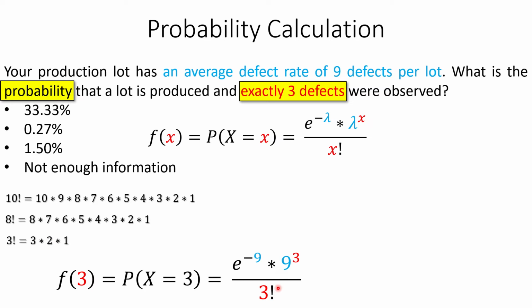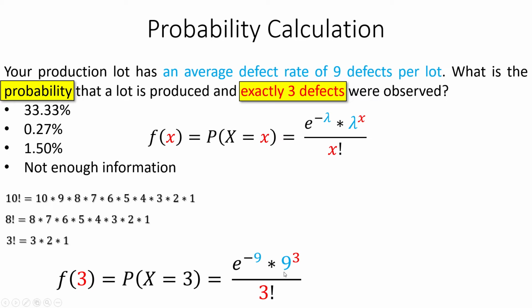Anytime you see this exclamation mark, that means it's a factorial, and this is how you work the math. So we can take this 3 factorial and translate it into a value of 6. The other thing I like to do is on my calculator, I like to work these terms independently. 9 cubed, I take E, which is Euler's number. That's a mathematical constant, 2.718. I raise it to the power of -9.